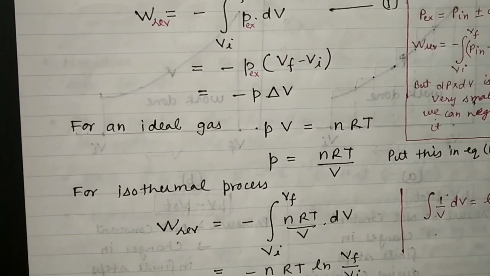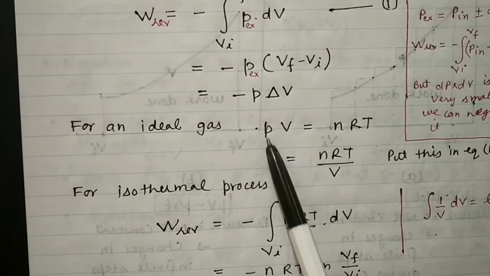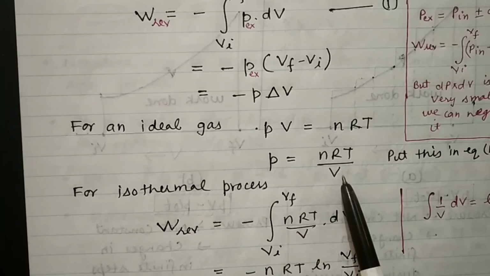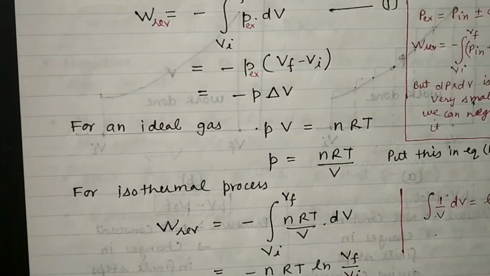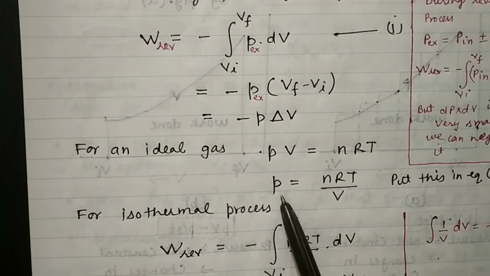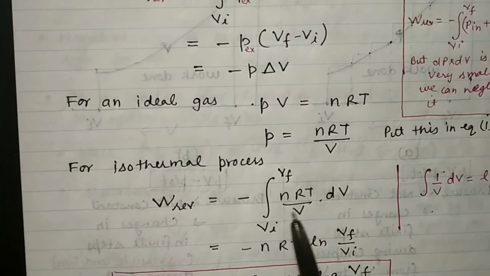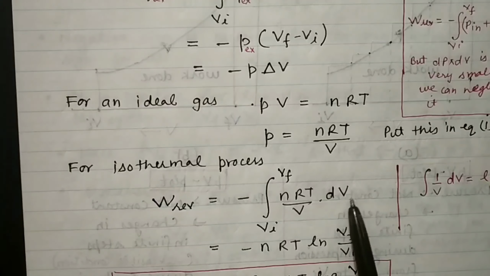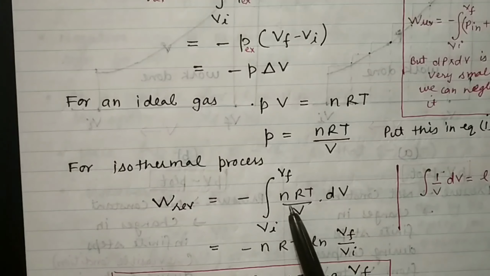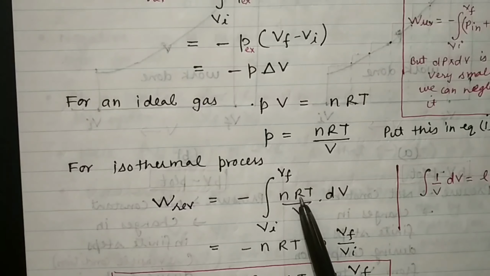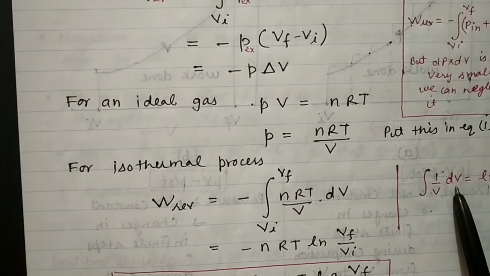For an ideal gas, we know that PV is equal to nRT. From here one can write P is equal to nRT by V. Putting this in equation 1, we put the value of P external here. So one can get W reversible is equal to minus integral from Vi to Vf of nRT by V into dV. And we know that n is the number of moles of gas, R is the universal gas constant, T is the absolute temperature, right? These are constants, so we have taken them outside the integration, right? So we are left with 1 by V into dV.